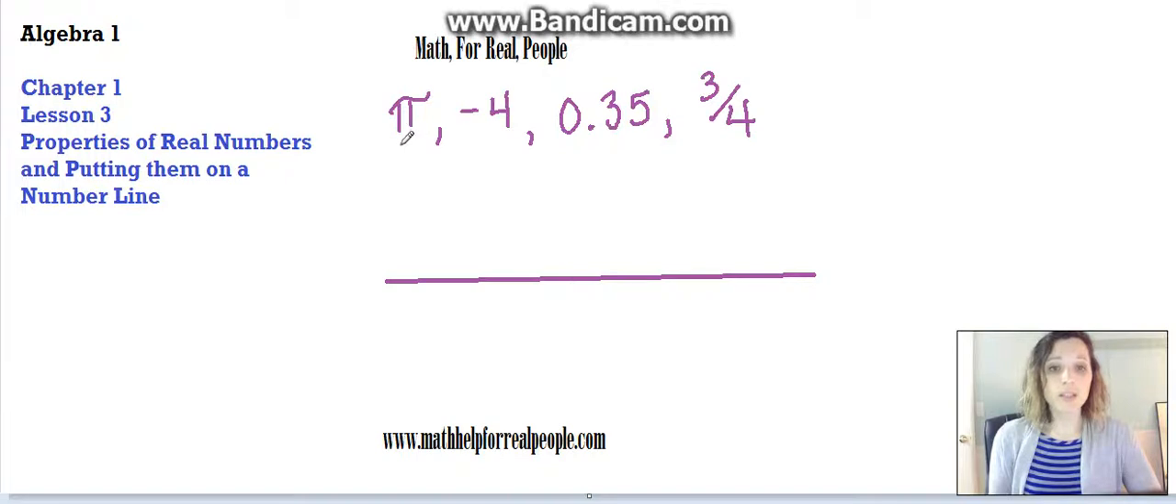Pi is irrational. It cannot be written as a ratio. It goes on forever without any pattern. It's an irrational number. Negative 4, you should have gotten it's an integer. It's a negative whole number. 0.35, well, that can be represented as a fraction. It's a decimal that ends. So it is a rational number.